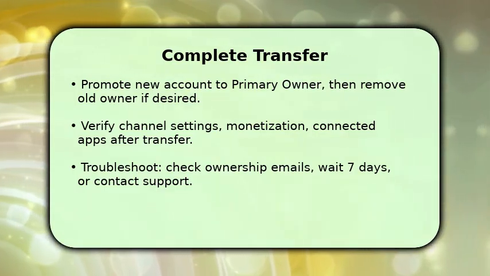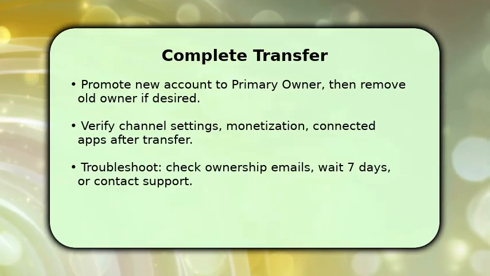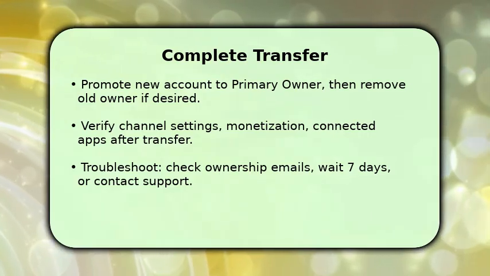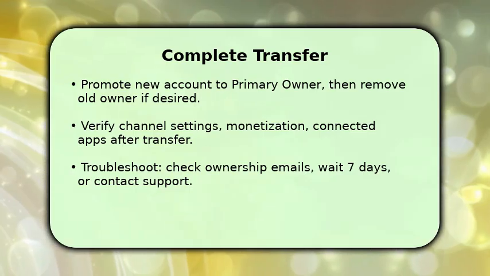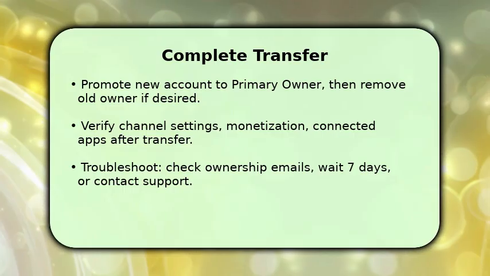If something breaks, first check that the invite was accepted and that the 7-day hold, if present, elapsed. If emails or buttons don't appear, clear cache, use an incognito window, and retry. If issues persist, contact Google support with account ID and timestamps for resolution.